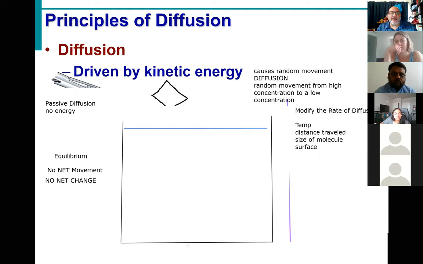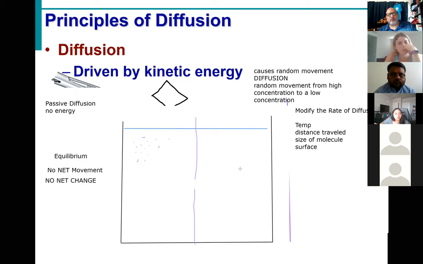All right, excellent. So I've got my pitcher, I have my water, but this time I'm going to put a plastic sheet, like a diaphragm, down the center of my pitcher. Now when I pour my Kool-Aid crystals into one side, I'm going to take a screwdriver and poke a hole in that diaphragm. When I do that, will diffusion take place?